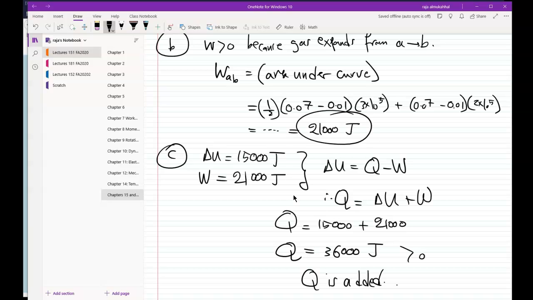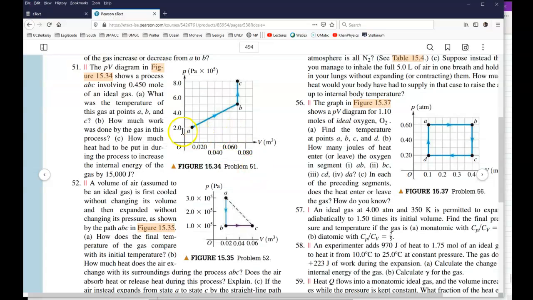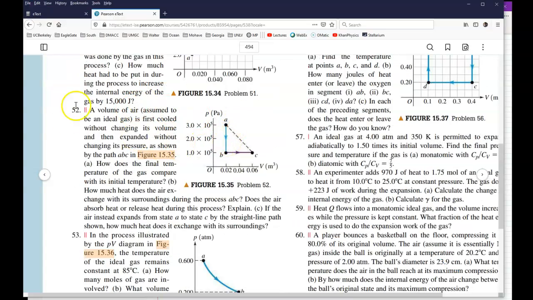Number 52. Right here, right there. Okay. It says let's look at the diagram. Always look at the diagram, study it, be familiar with it before you read the problem. So let's look at it. So here it is. Everything in Pascal and the unit are fine. Pascal and meter cubed. There is no multiples to multiply with. So here is the process begins in A to B to C. Look at the direction of the process, the path here.